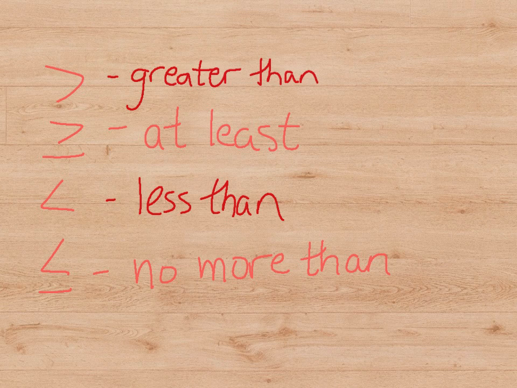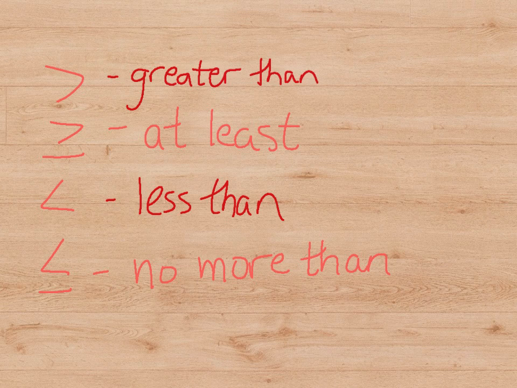So if I want at least 2 friends, I want 2 friends, or I want 3 friends, or I want 4 friends. So that is a greater than or equal to situation. The third symbol is less than, or smaller than, or I guess those are the 2 that I would think of.